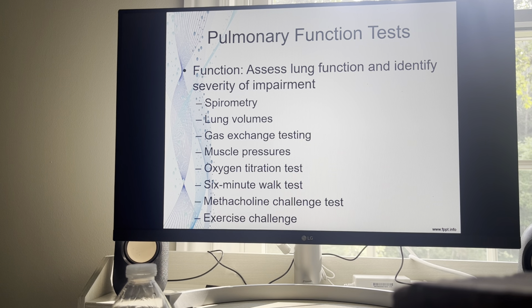Oxygen titration test can be used for those who have oxygen. 6-minute walk test, how far can a patient walk in 6 minutes? It provides an assessment of functional status, but it's not a diagnostic tool.